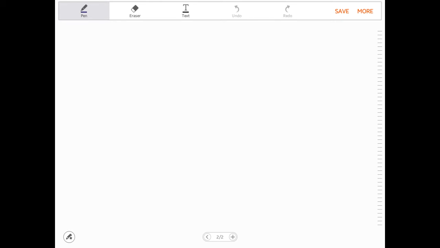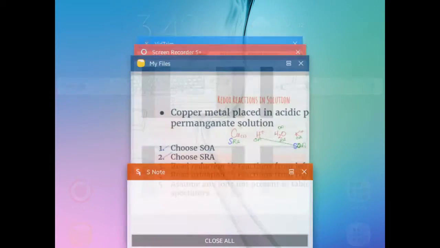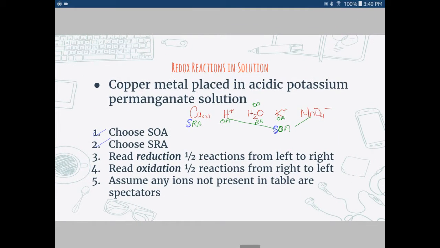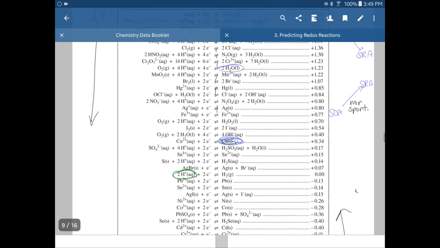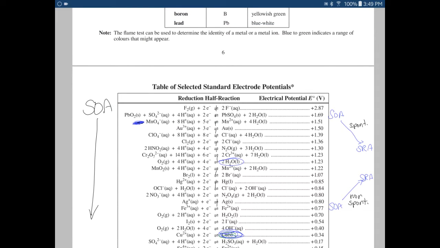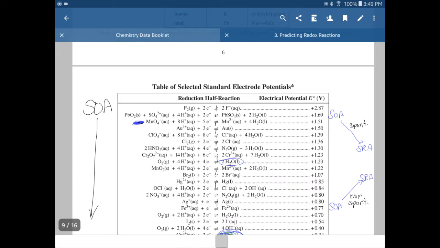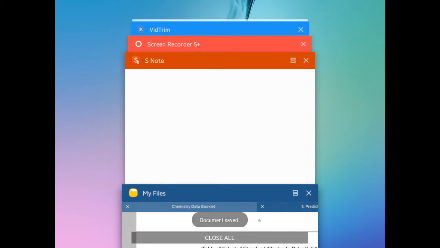So again, we'll take a look and say that our reduction half reactions are read just normally from left to right, and we're going to read our reduction half reaction of our strongest oxidizing agent from left to right. So we have MnO4 minus, 8H positive, 5 electrons, and manganese and water. So let's just take a look here. I'm going to split this screen.